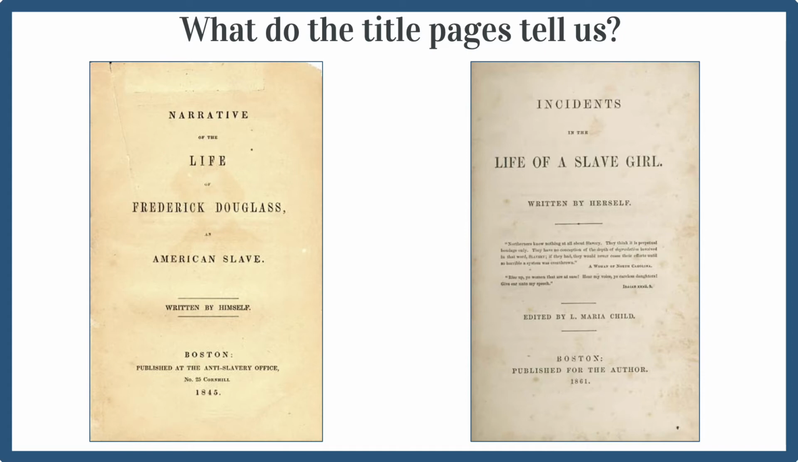Harriet Jacobs' subtitle states that it was written by herself. Why do you think it would be so important for readers of the 1800s to see the "written by himself" or herself subtitle in these narratives? Why is authorship of one's own story so important?